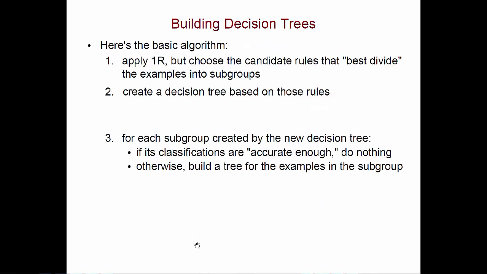So here is the basic algorithm. Again, we're going to start by applying 1R, but when we choose the rules, we're going to base our choice not on overall accuracy on the training data, but we're going to choose the rules that best divide the examples into subgroups. So what does that mean?